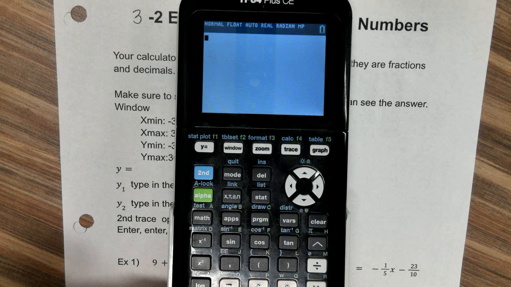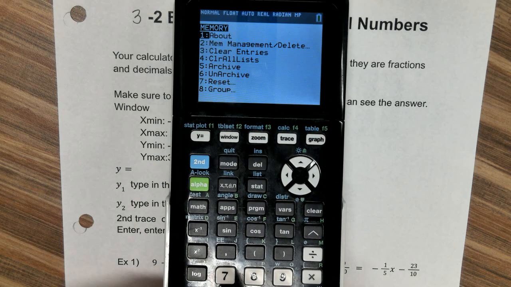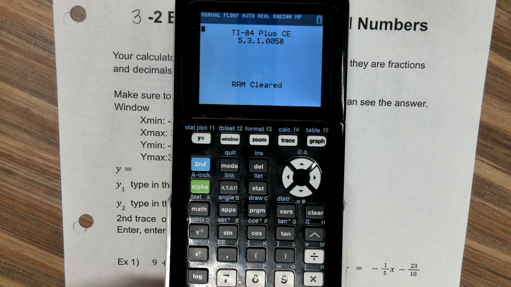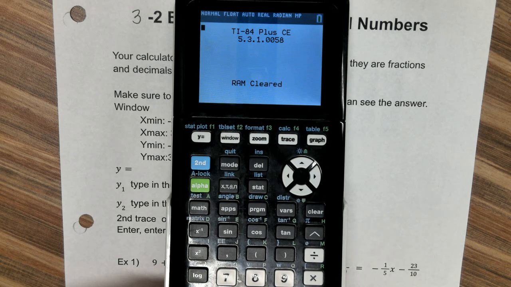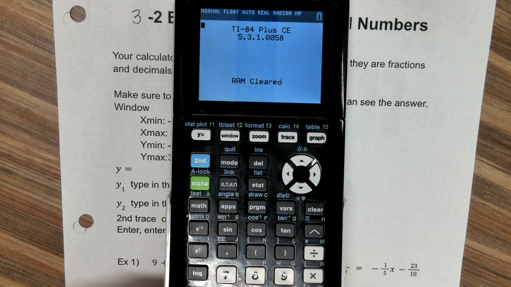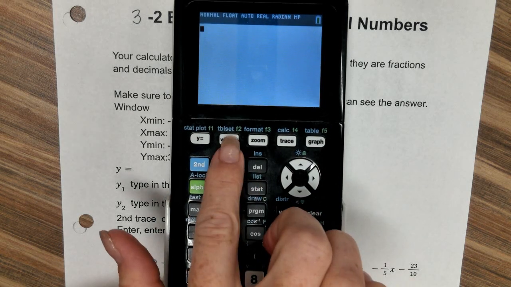Second, plus sign, 712. Push the numbers, 712. Second, plus sign, 712. Everybody good? Okay, hit clear. Now, when you're solving an equation in your calculator, you have to change your what?